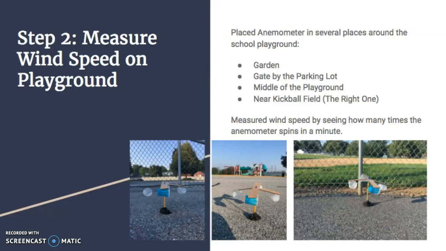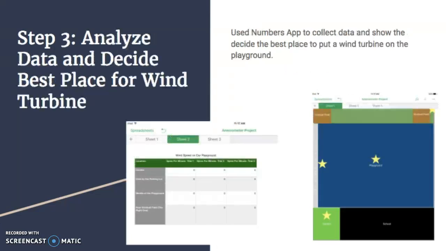Unfortunately, it was not very windy when I tried this, so most of them got a 0 for how many times they spun around, so this project you might have to do over a couple of days. As they are counting, they're also analyzing and collecting data, so I used my Numbers app on my iPad to create a spreadsheet and document how many rotations each anemometer did for each trial.